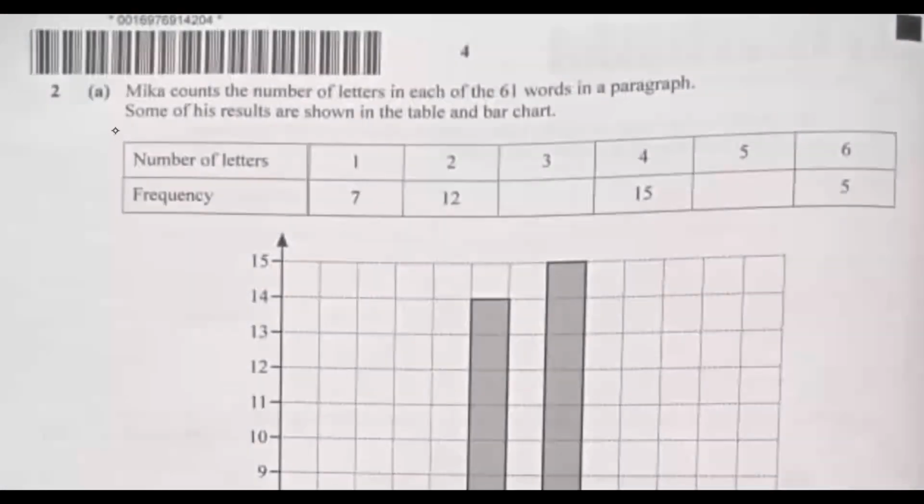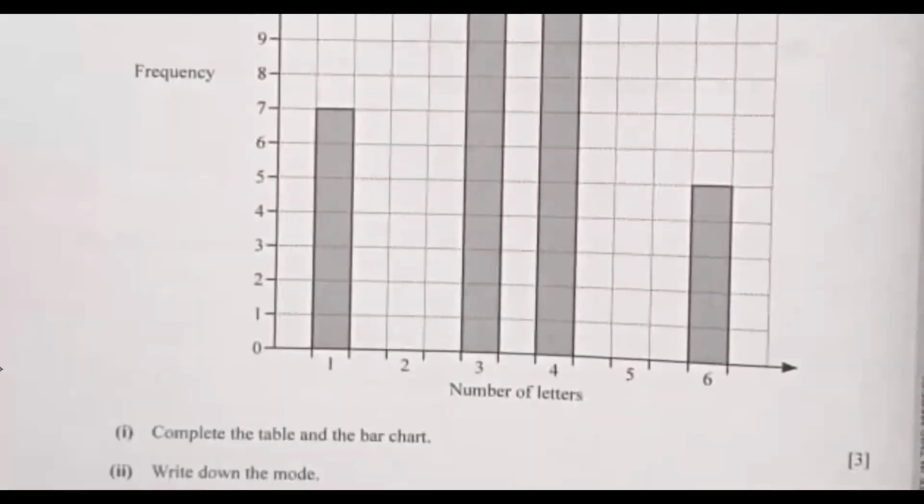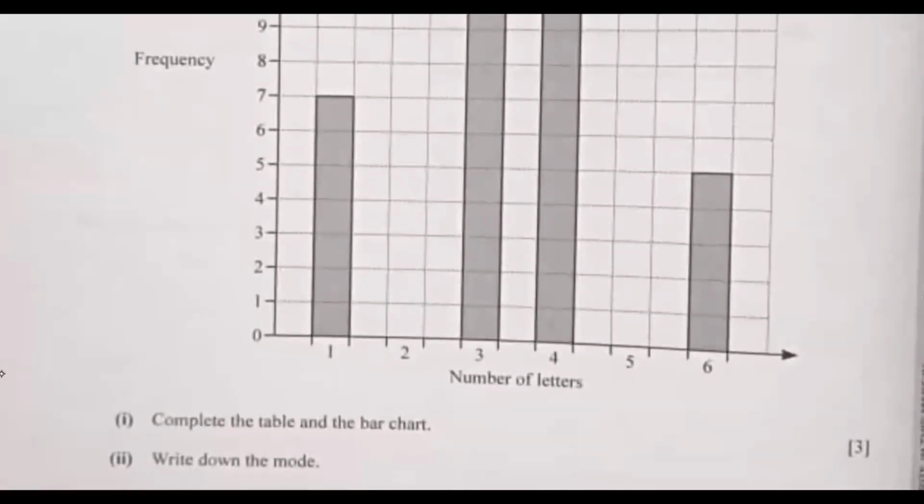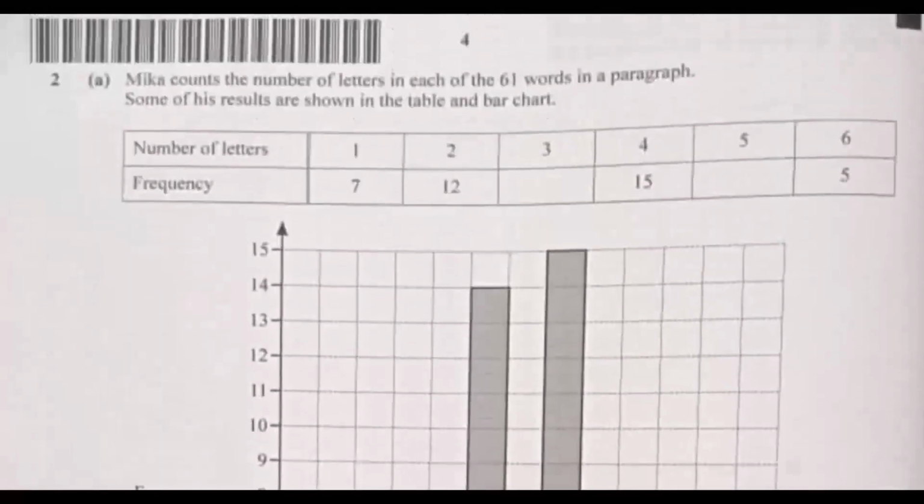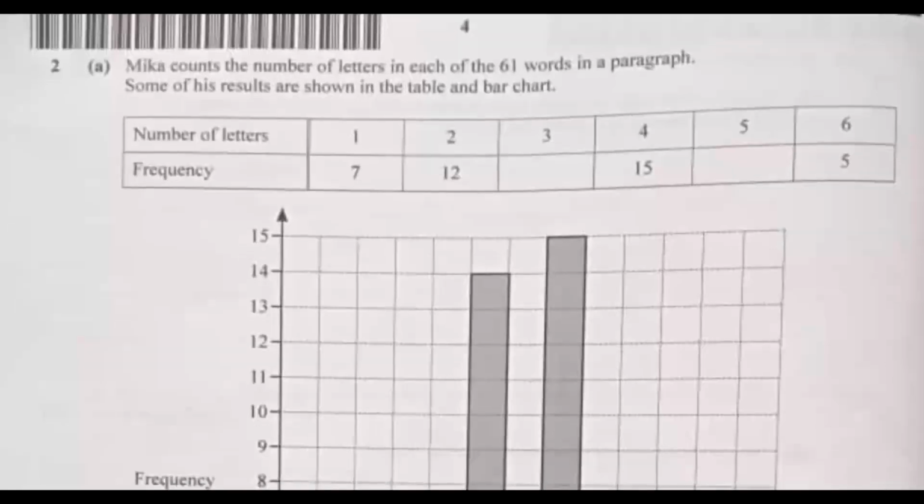So the next question is question 2. Micah counts the number of letters in each of the 61 words in a paragraph. Some of his results are shown in the table and bar chart. So we have the table, then this is the bar chart. We are asked to complete the table and the bar chart. What we need to do here is very simple. So let's look at the table. Where the number of letters is 3 and 5, we need to get the frequency respectively. So let's go to the bar chart.